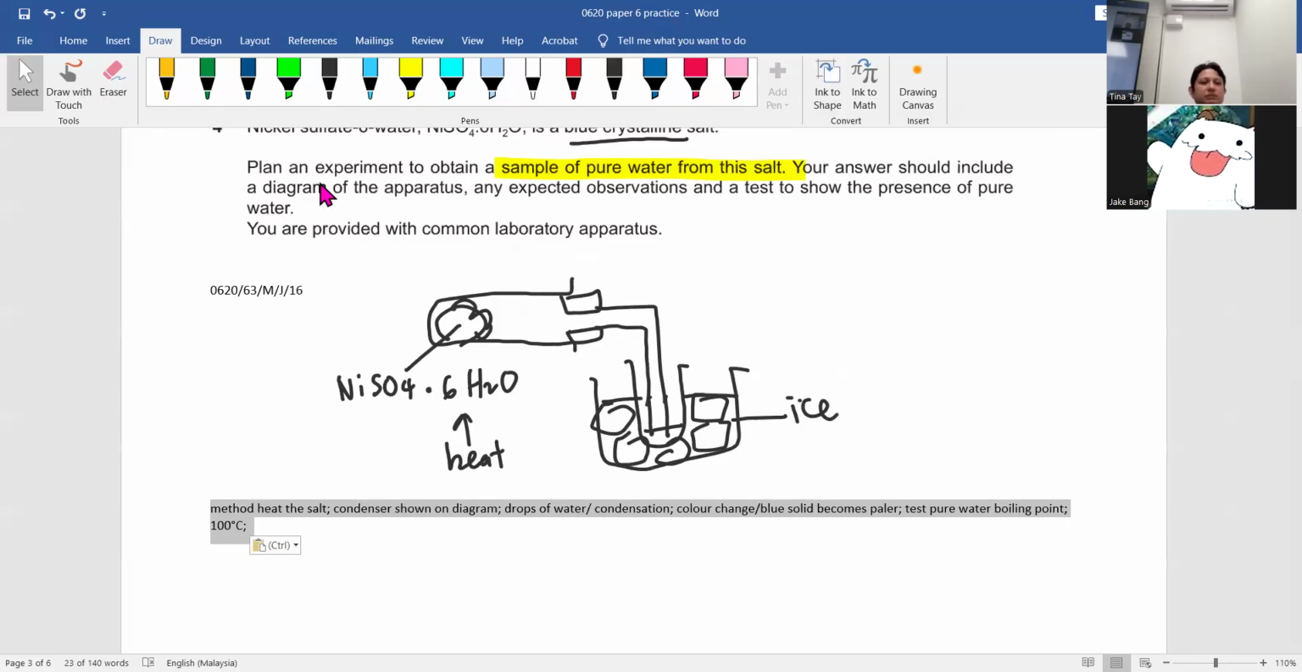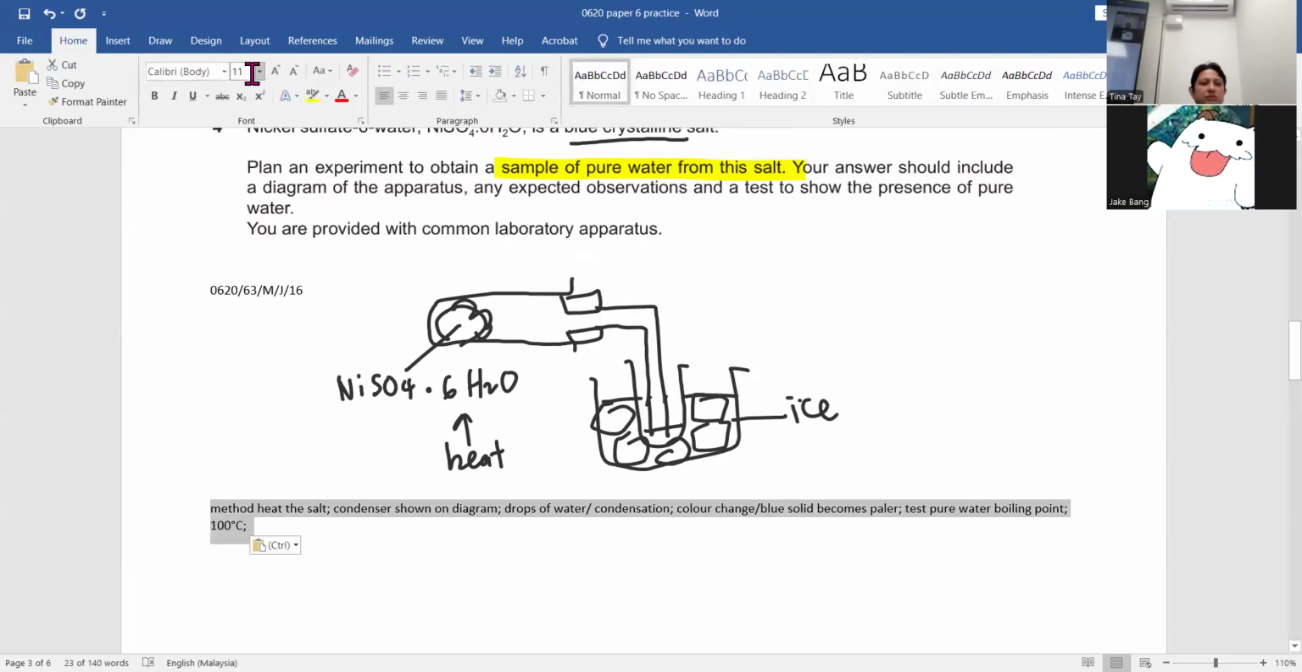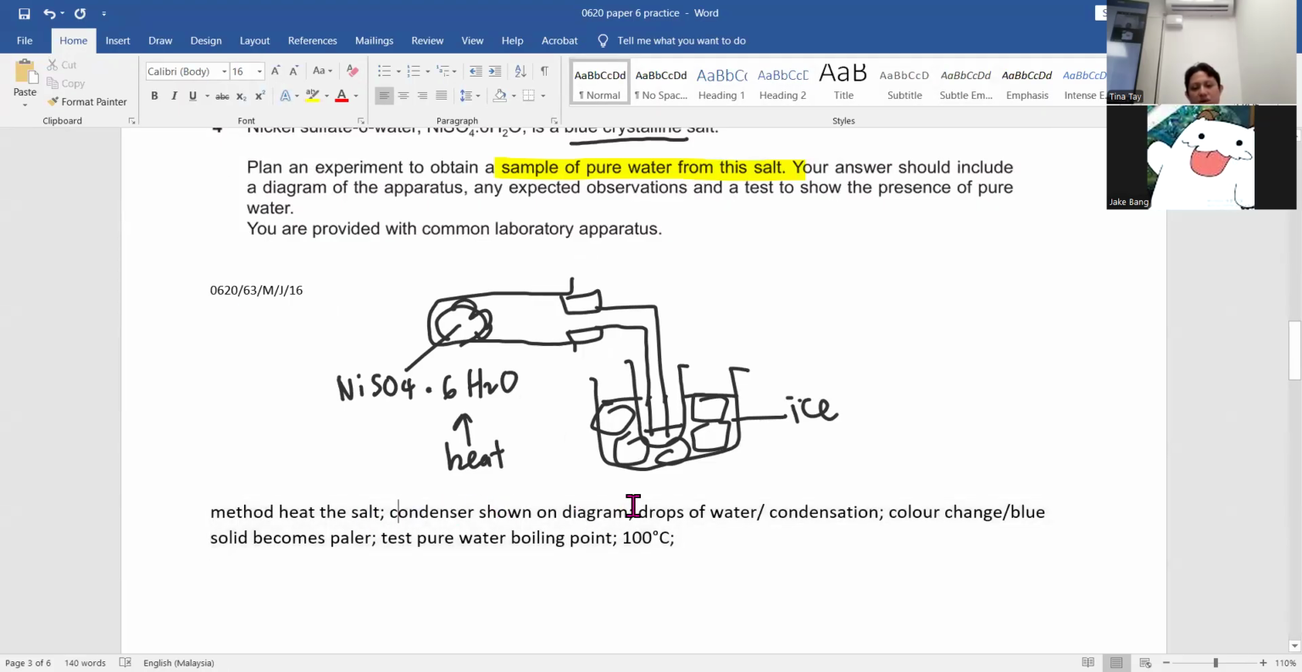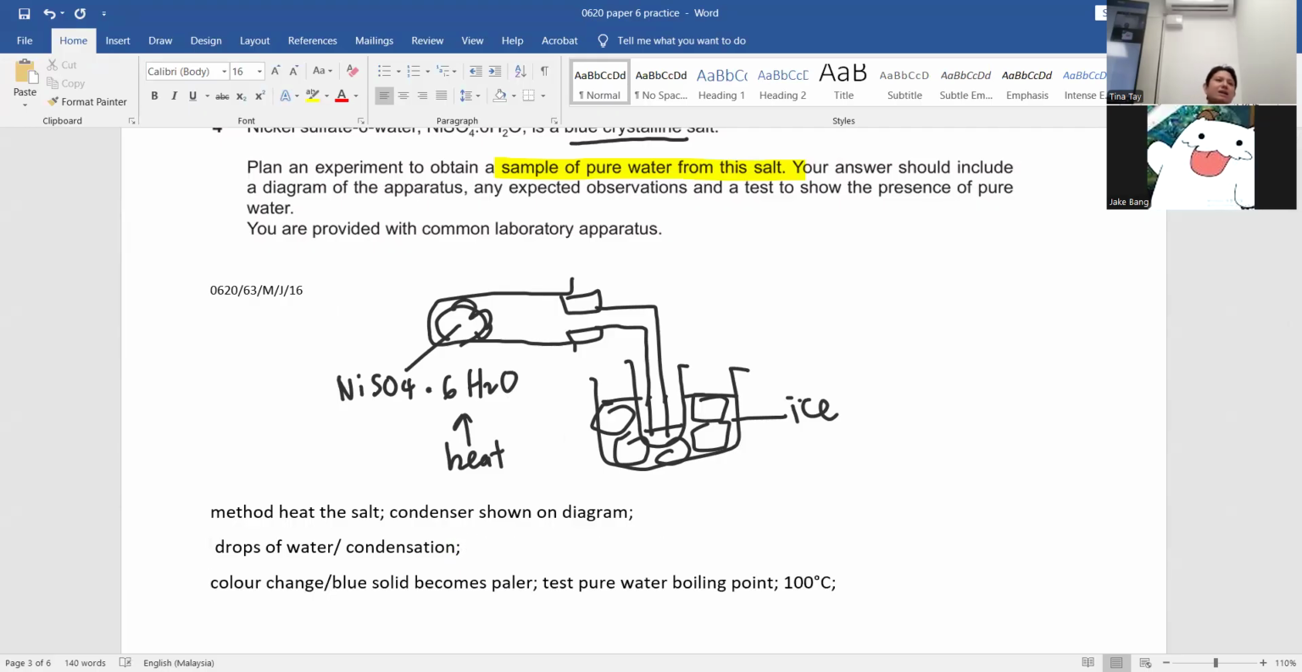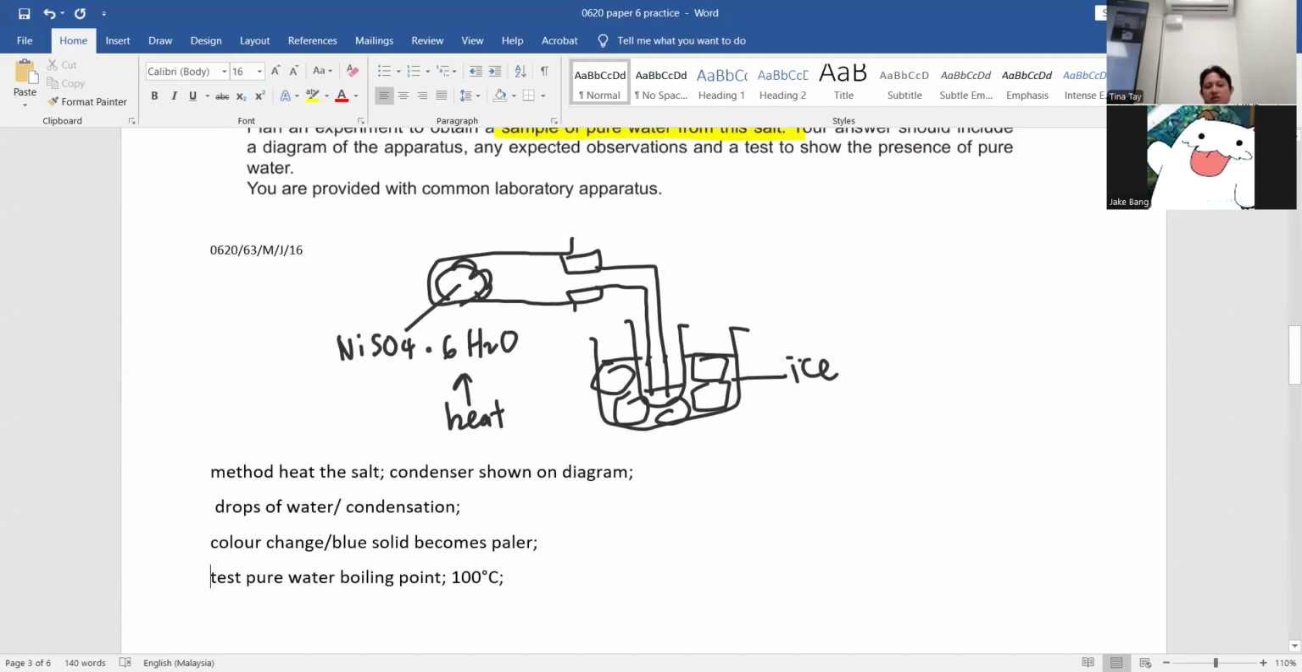All right, so okay: heat the salt, condenser as shown on diagram, drops of water or condensation, color change from blue solid becomes paler. Why? Remember, copper(II) sulfate is blue and anhydrous is white. So when you take away the water, it becomes a white powder. Test the pure water. Test the boiling point is 100 degrees Celsius.